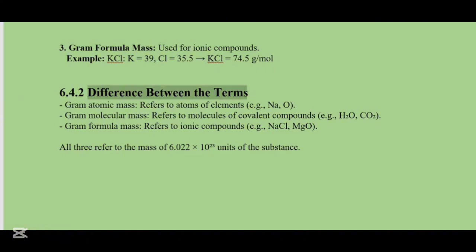Now what is the difference between these terms? The first, which is the gram atomic mass, refers to the atoms of elements like sodium and oxygen. The gram molecular mass refers to the molecules of covalent compounds like H2O and CO2, and the gram formula mass refers to the ionic compounds like magnesium oxide, sodium chloride, etc. And all of these three refer to the mass of Avogadro's number of units of the substance.